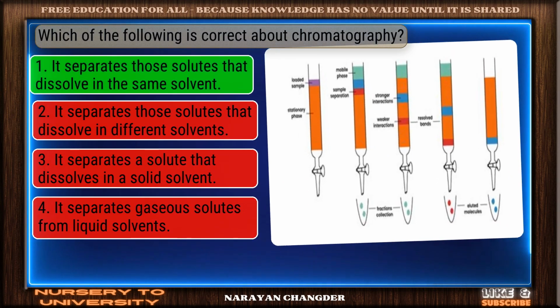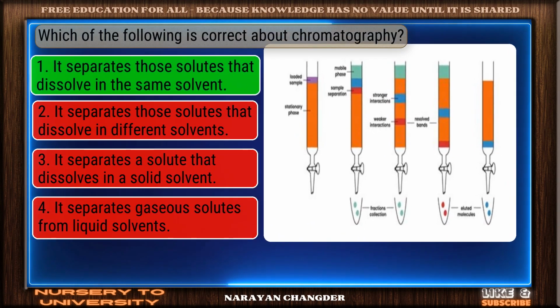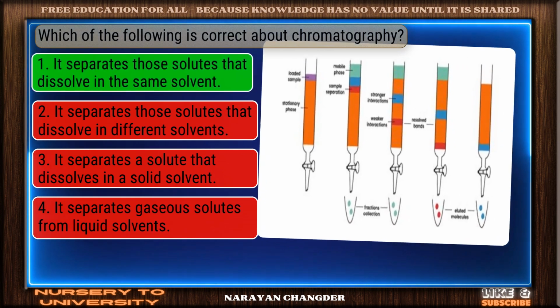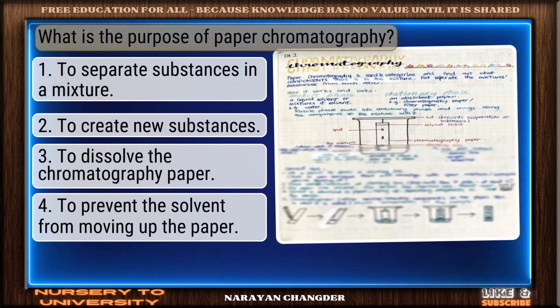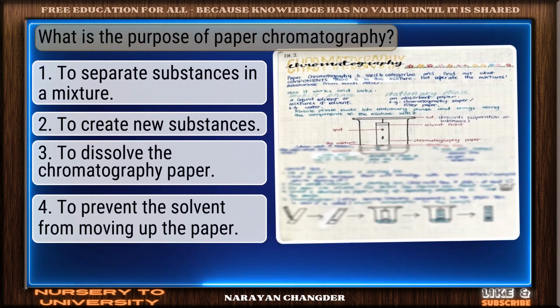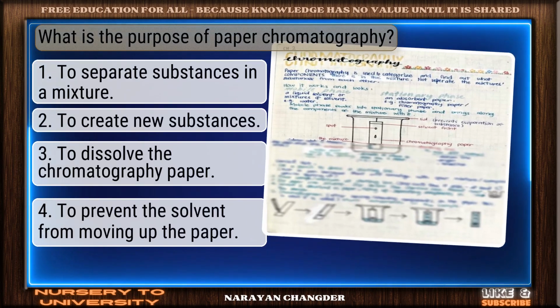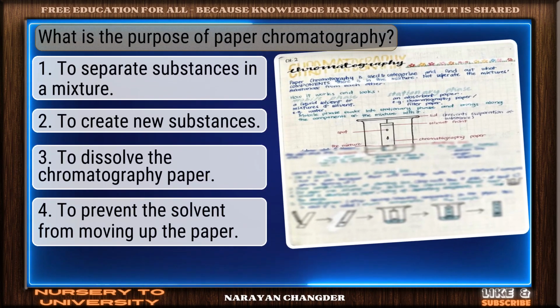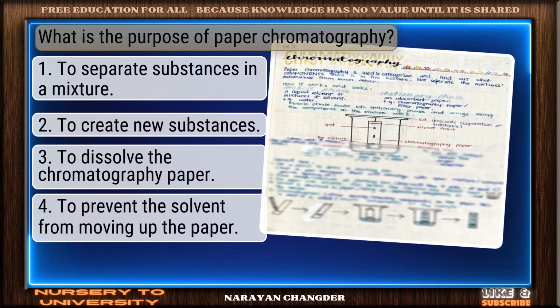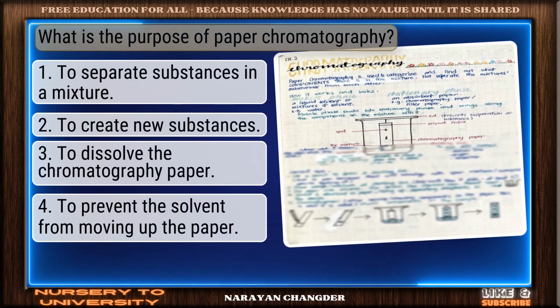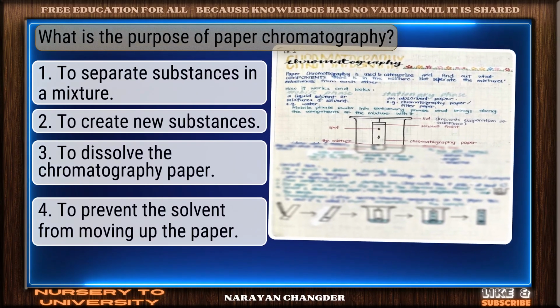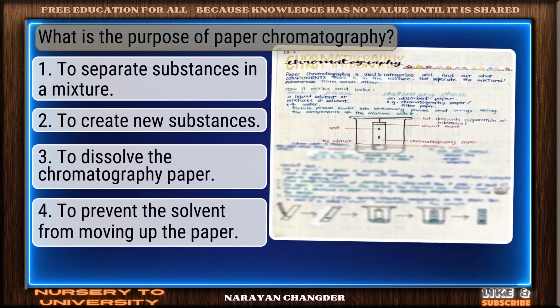You're on fire. It separates those solutes that dissolve in the same solvent. What is the purpose of paper chromatography? Option 1. To separate substances in a mixture. Option 2. To create new substances. Option 3. To dissolve the chromatography paper. Option 4. To prevent the solvent from moving up the paper.